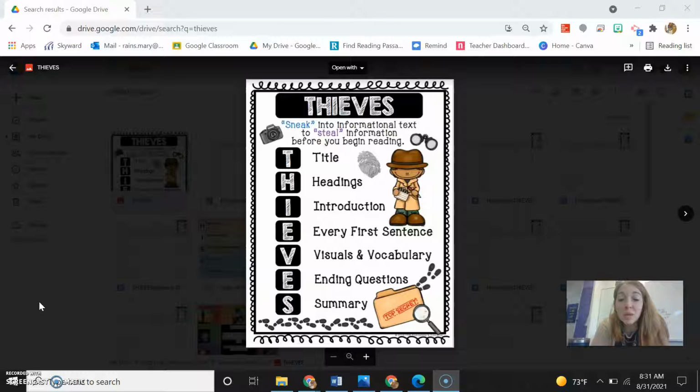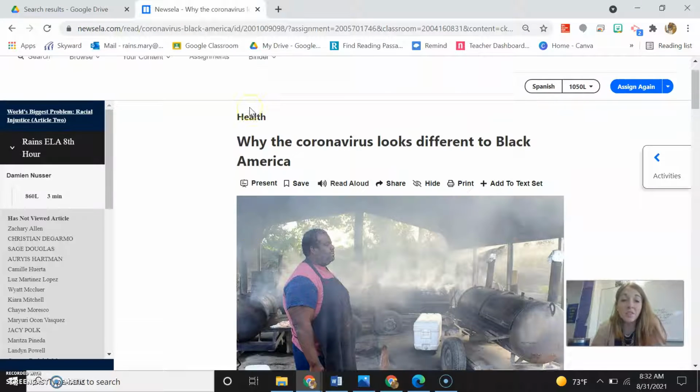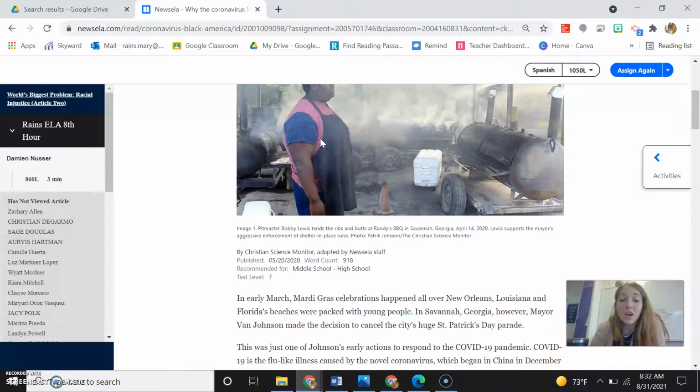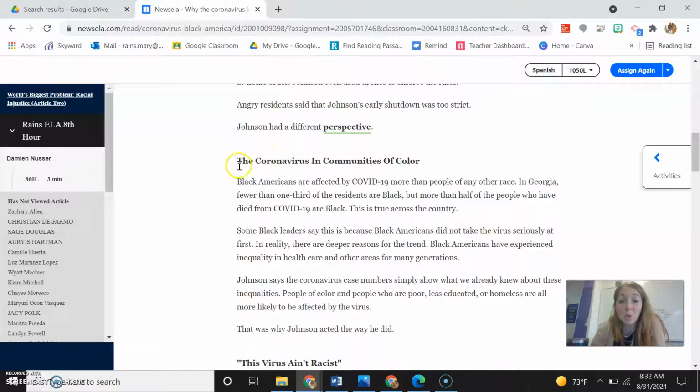Headings are going to be those bold titles. What I mean by that is, if you're on an article, here's the actual title. For example, this would be why the coronavirus looks different to Black America. But the headings are these bold, kind of smaller titles for each section. So go through those headings and see if there's anything you can gather from those. For example, the coronavirus in communities of color. In that section, we could infer that we're going to be learning about COVID in those communities.